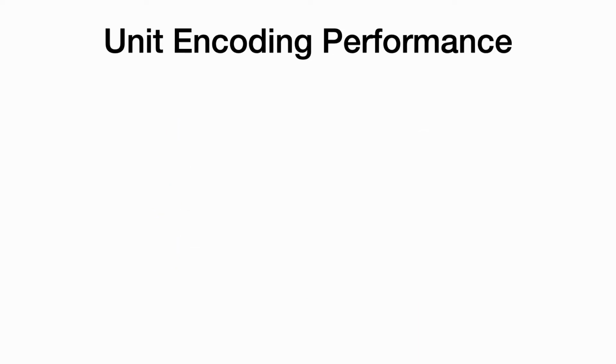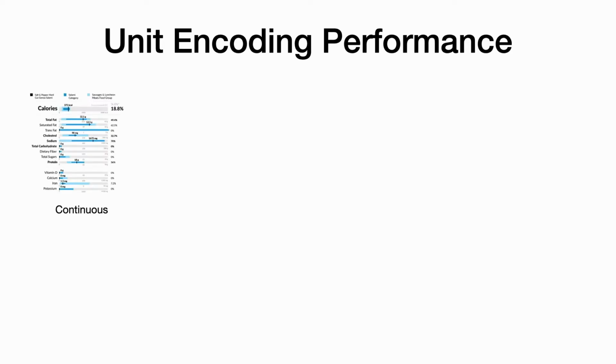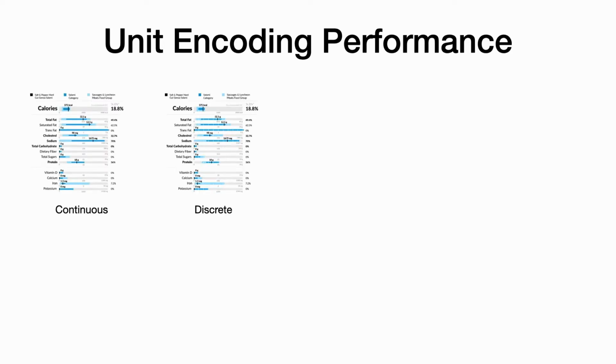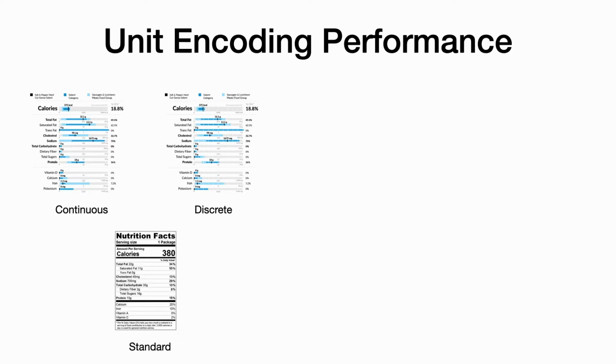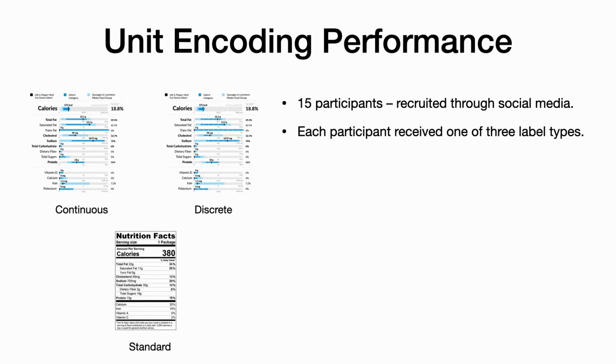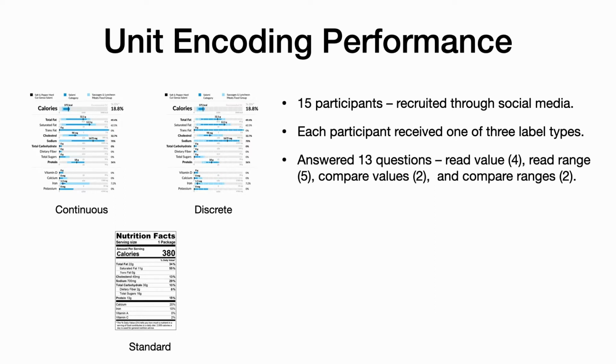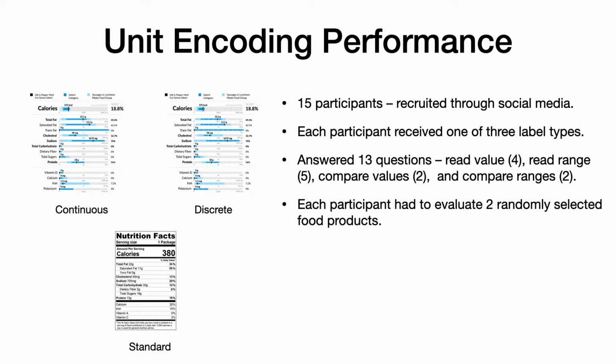Next, we tested the unit encoding performance. We test a linear layout with the continuous encoding, a linear layout with the discrete encoding, and a standard label. For this study, we recruited 15 participants via social media. Each participant only used one of the three label types to answer 13 questions about a food label. These questions tested the user's ability to read values and ranges and compare values and ranges. Each participant evaluated two randomly selected food products.